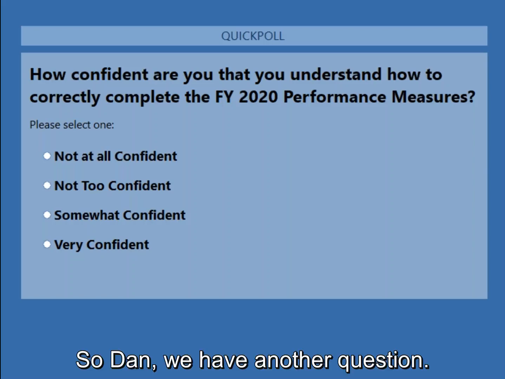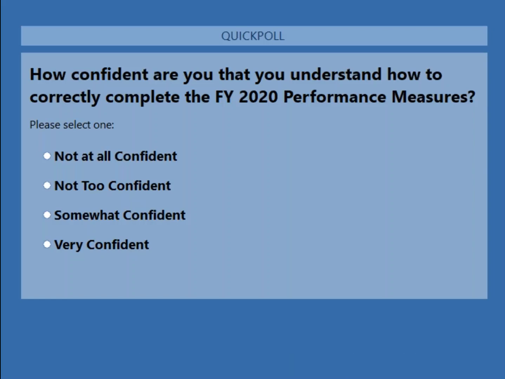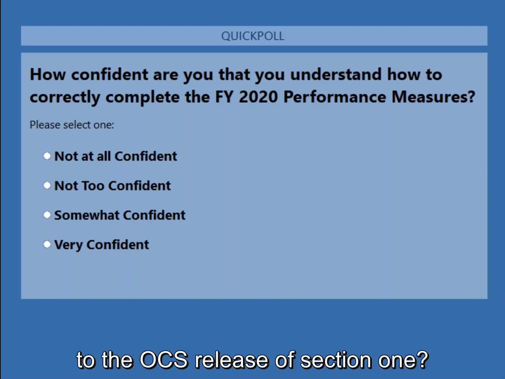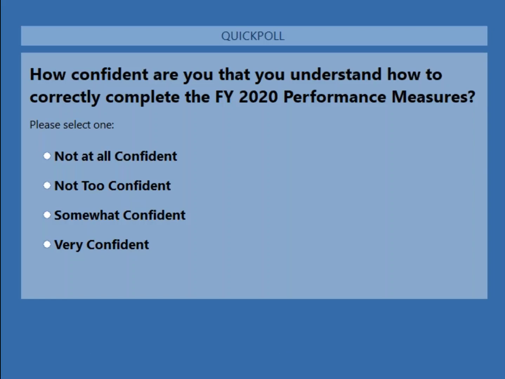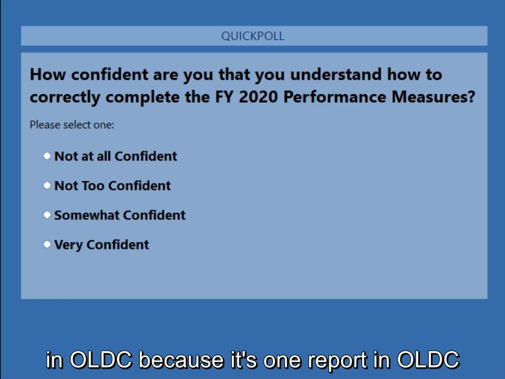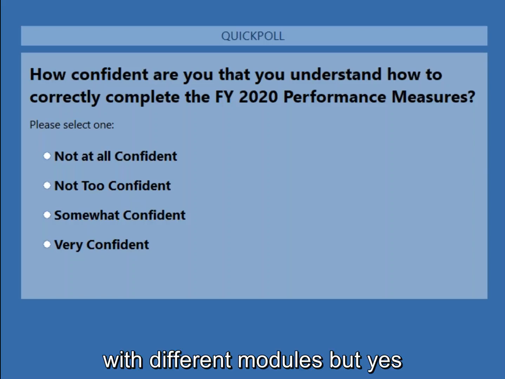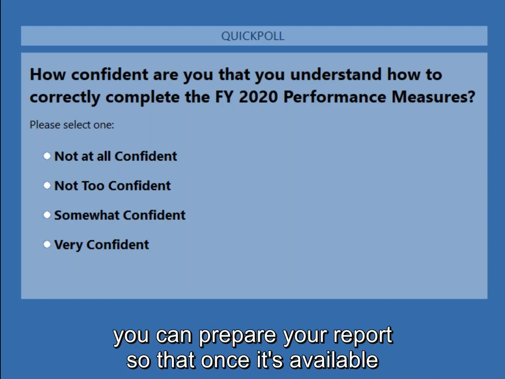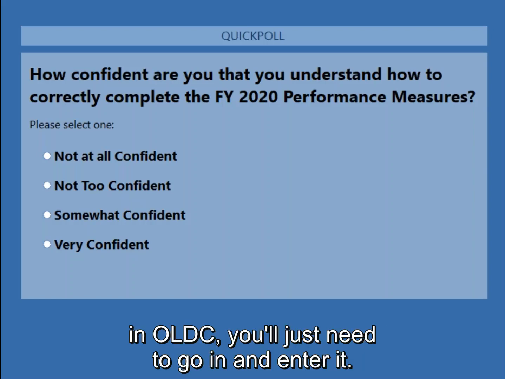So, Dan, we have another question. The question says, can we begin Section 2 prior to the OCS release of Section 1? You're not going to be able to access it in OLDC because it's one report in OLDC with different modules. But yes, because the guidance isn't changing and because there are no changes to the form, you can prepare your report so that once it's available in OLDC, you'll just need to go in and enter it.